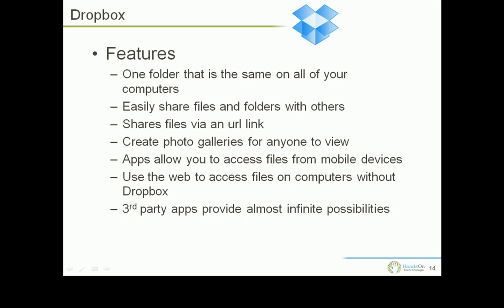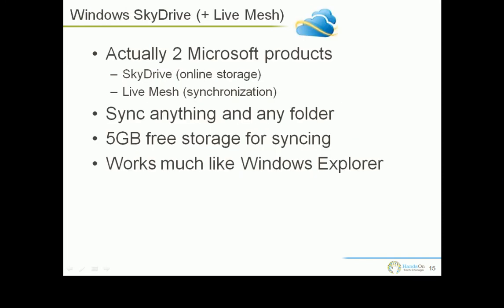The second solution that we've chosen is Windows SkyDrive. This actually uses two different Microsoft products, SkyDrive, which is really just an online storage space, and Live Mesh. Live Mesh, which used to be named Live Sync, is a synchronization solution, which means that it can sync files and folders of any size to any computer. SkyDrive has 5 gigabytes of free online storage, and Live Mesh can sync any amount of data between computers and 5 gigabytes up to your SkyDrive.